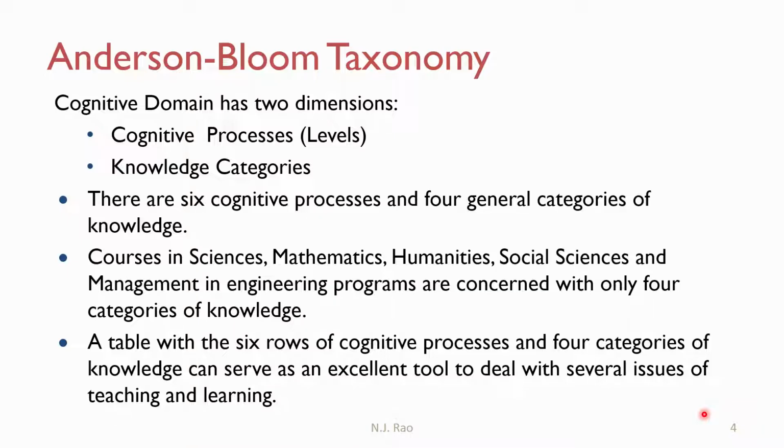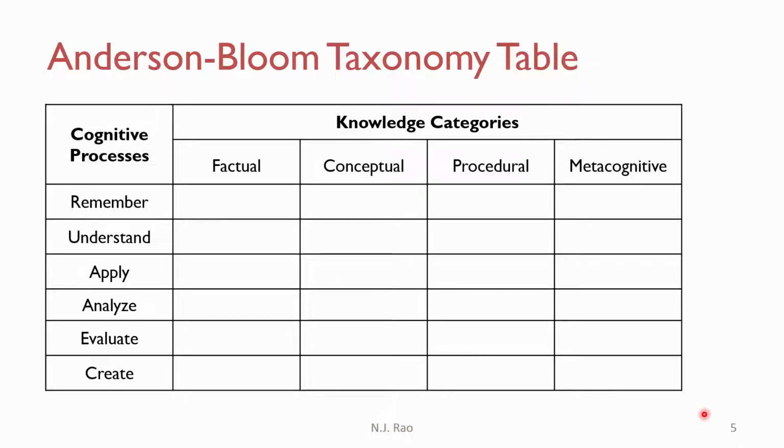So, why not put them together in a table with 6 rows of cognitive processes and 4 categories of knowledge, that can serve as a tool, as we said earlier, with several issues of teaching and learning. So, it is a simple table created. Okay. That is what it is.